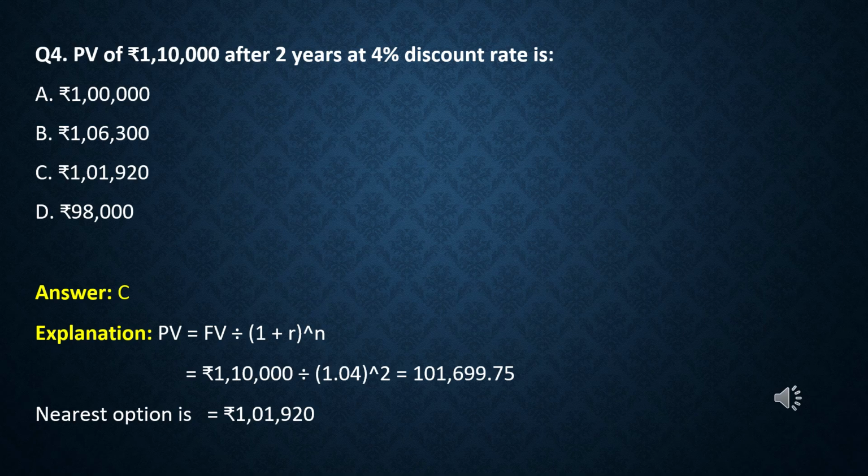1,01,920. PV formula equals future value divided by (1 plus r) whole to the power of n. So substitute all the values, then we will get 1,01,699. So the closest value is option C.